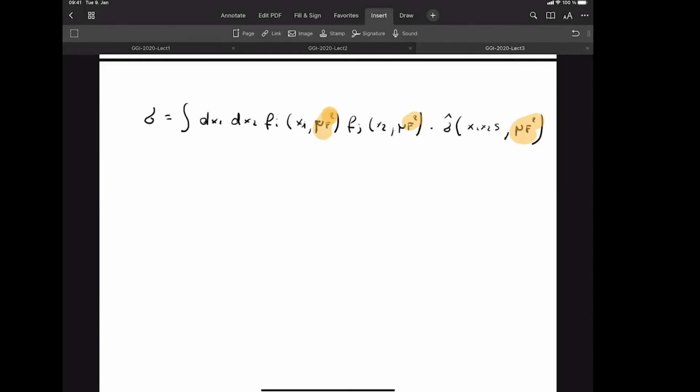Yes, you can go ahead. No, yeah, there are other questions. Yes, so the PDFs extracted from data are the renormalized ones, yes.